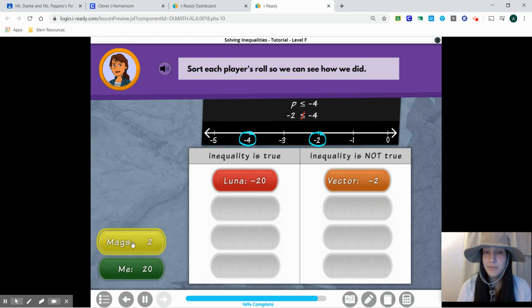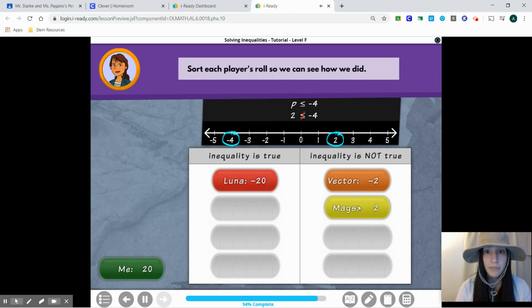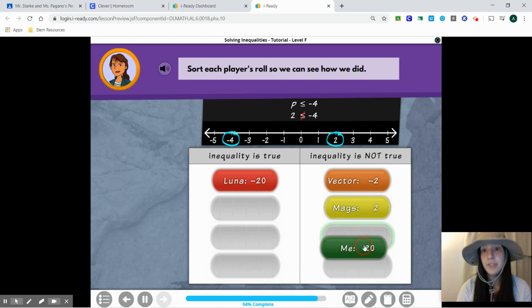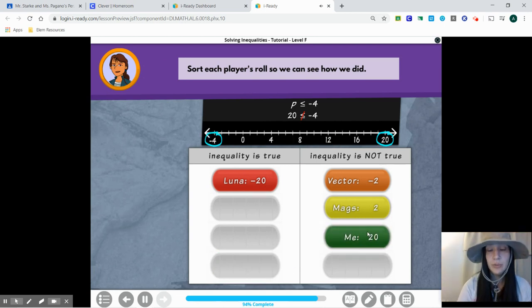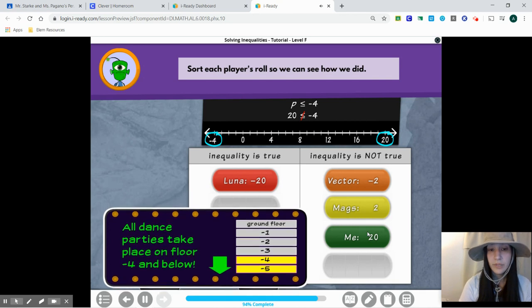Mags is positive 2. So Mags is going even more to the right. So Mags is also not true. See? We're going more to the right. And now we're positive 20, so we're even further to the right. So we're also not true. So Luna's the only one who makes it true.